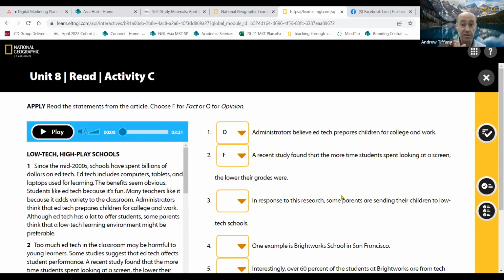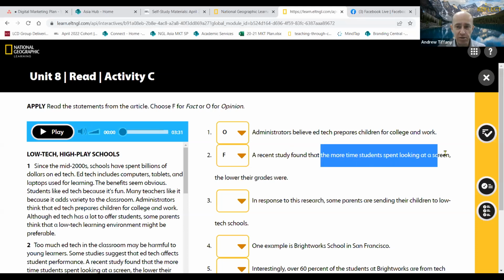Now, the question is, okay, we're saying it's a fact. Is this a true fact? Is this statement, the more time students spend looking at a screen, the lower their grades were? Well, that's what the study found. But in research, what we want to do is we want to have a lot more examples or studies that support that same idea. And then it becomes more of an accepted fact, okay?